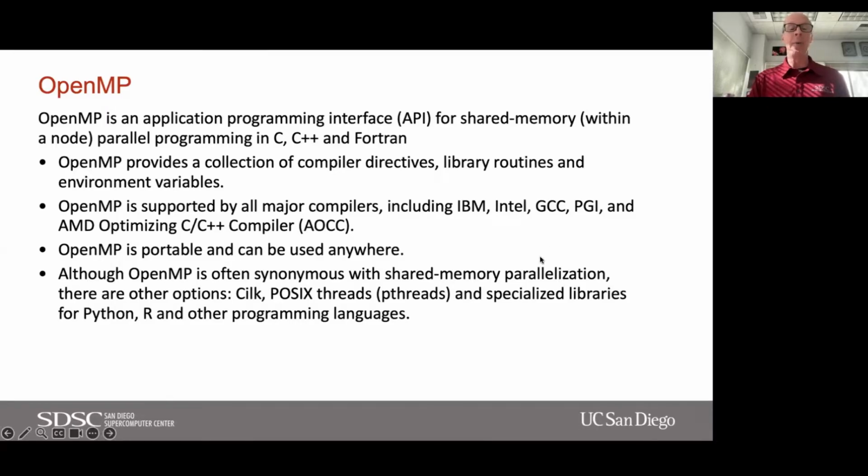Like MPI, it's portable and can be used anywhere. And although OpenMP is often synonymous with shared memory parallelization, there are other options like Cilk, POSIX threads, and specialized libraries for Python, R, and other languages.